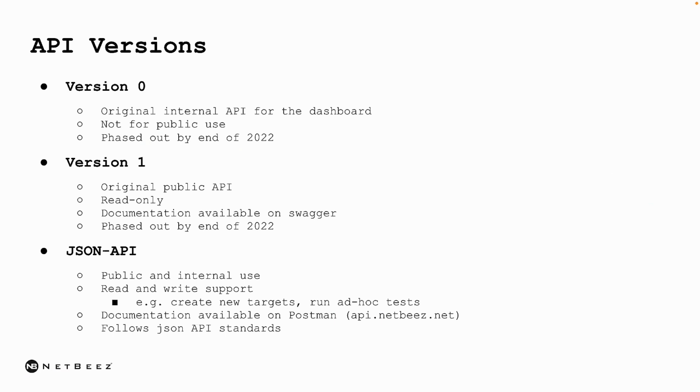So the dashboard is also using this. It provides read and write support. For example, it would give you the ability to create new targets as well as run ad hoc tests. And these are important things for automating your configuration of NetBeez. The documentation is available through Postman at api.netbeez.net. And the very important thing about this new API is that it follows the JSON API standards, so it's easier to digest, it's easier to integrate with, and there are many libraries out there able to parse the JSON API format.